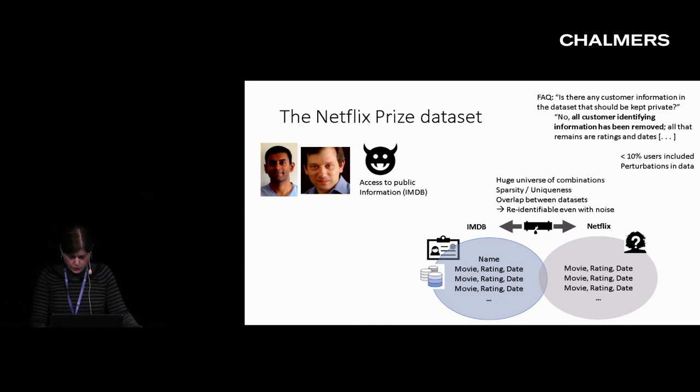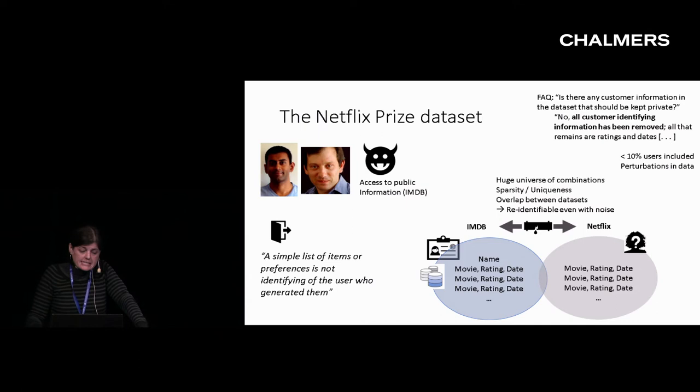As I say, this is because of uniqueness and sparsity and the overlap between the two datasets. So this is a lot less intuitive than date of birth and zip code and so on. But basically they showed that the assumption that a simple list of items or preferences is anonymous and cannot be re-identified is actually not true. It's possible to do it.